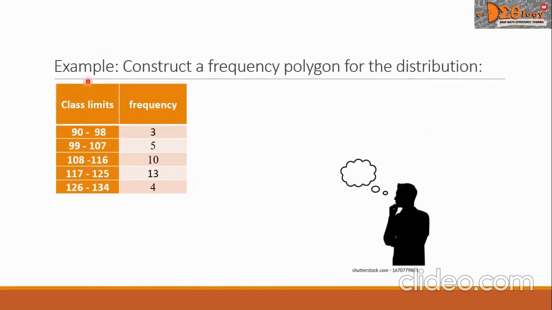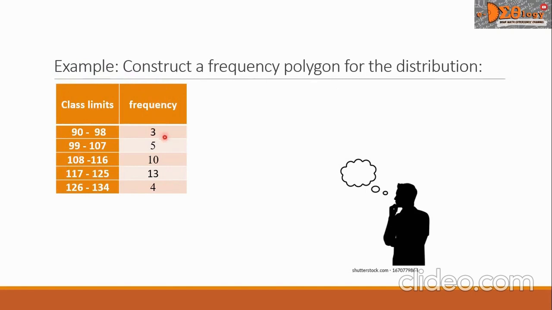Let us see this example. Construct a frequency polygon for the distribution. This is the distribution. We have two columns. The first column is for the class limits. There are 1, 2, 3, 4, 5 classes. This is the column for the frequency.